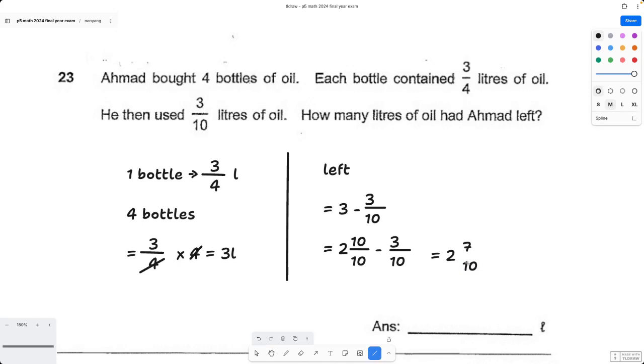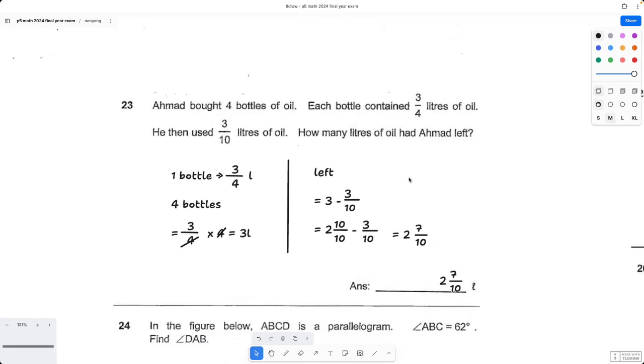You can use decimal if you want as well, but this also works. I'm gonna put here 2 7 out of 10. It didn't say you can simplify. So another way, like this.